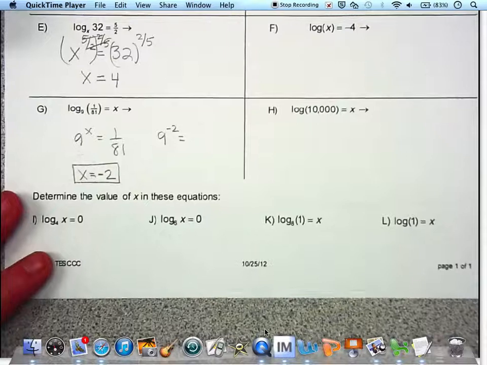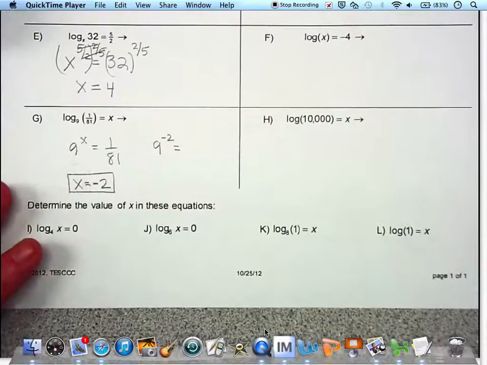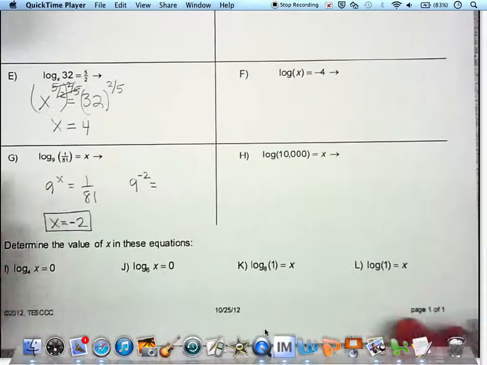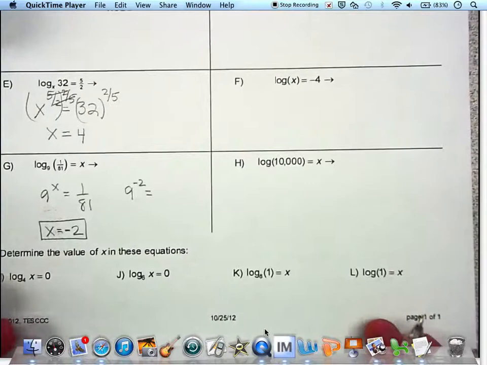Yes? You got an E, didn't you? Okay. Is that an exponent? No, it means exponential notation. I mean, it means scientific notation.